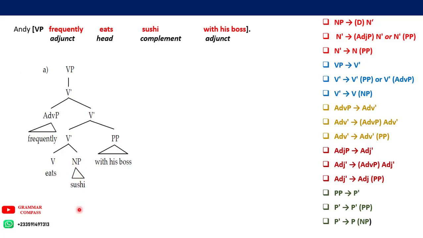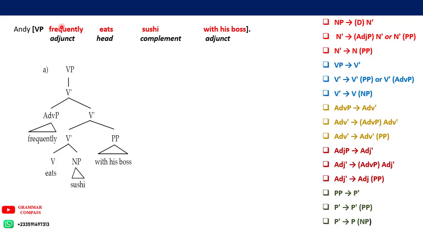So here, how many V bars did we have? We had 1, 2, 3. So if you want to determine the number of bar levels that you have in a phrase, you can count the number of adjuncts that you have, because it is the adjuncts that give rise to multiple bar levels. So if you have 2 adjuncts, then you are going to get 3 bar levels. I hope this helps.